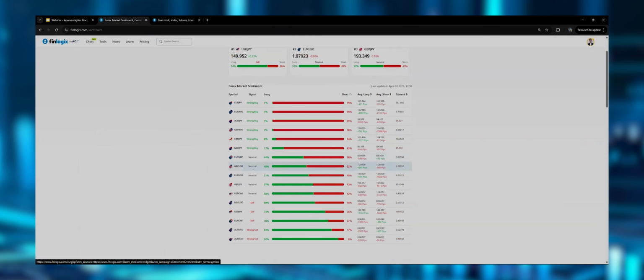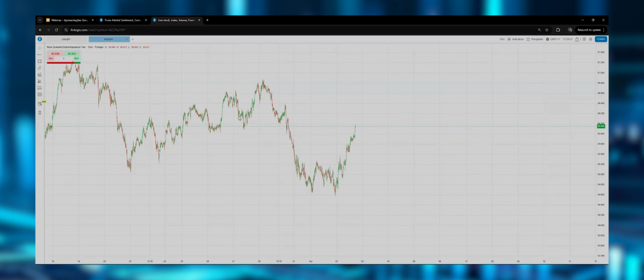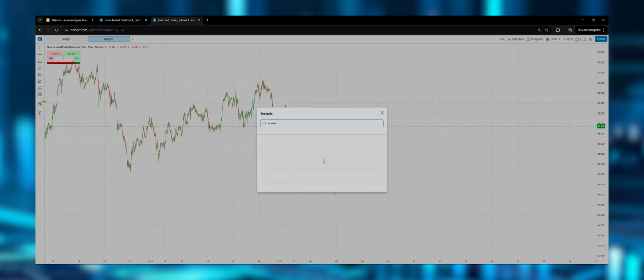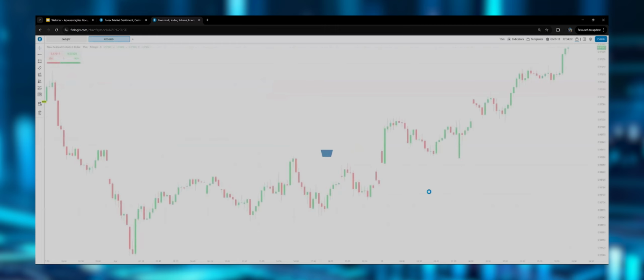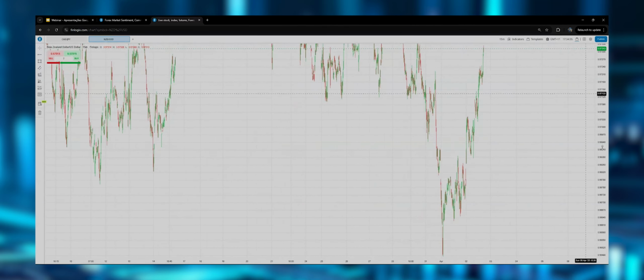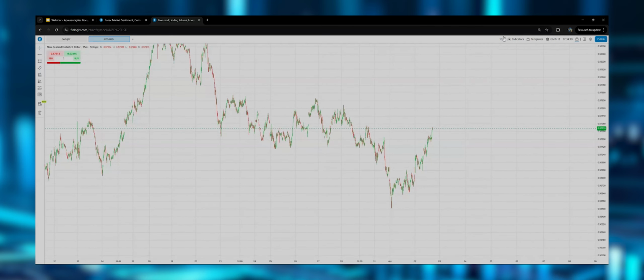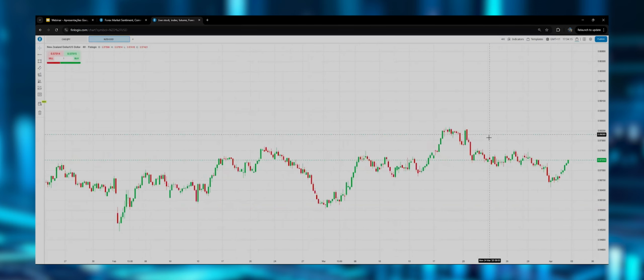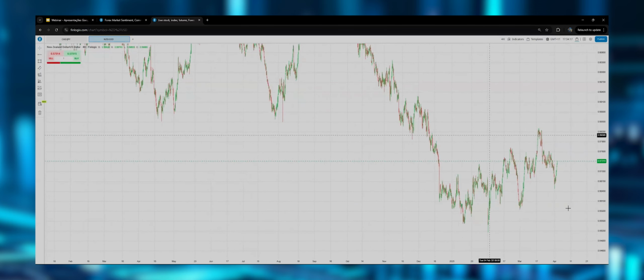Euro pound neutral, pound dollar neutral, euro dollar neutral, and then wow, GBP JPY neutral, USD CAD neutral. So NZD USD sell. Okay, 40%. That's really interesting. Let's have a look at that. Yeah, that's really cool. See, that's a 50-minute. Okay, let's go for 4 hour.